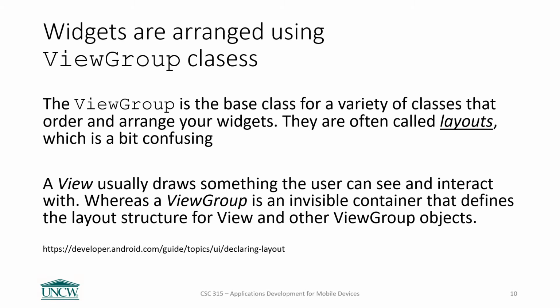So a view is something the user can see, a widget. A view group is an invisible container that defines the layout structure.